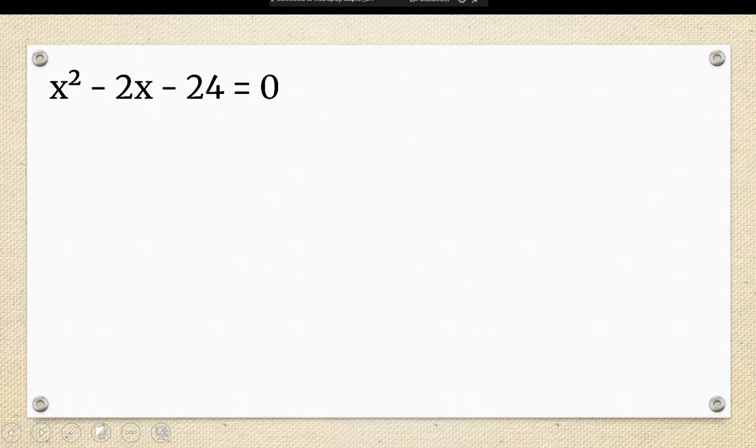Okay, our first one. We have x squared minus 2x minus 24 equals 0. Step 1, make your equation equal to 0. It already is. Check. Move on. My next one is to factor. Am I going to basic factor or are we going to slip and slide? We're going to basic factor.